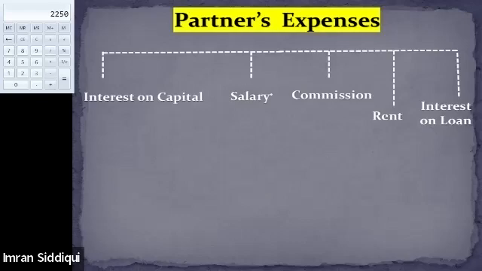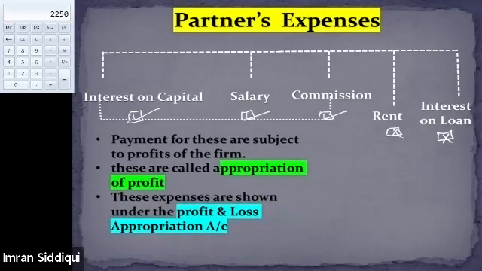Now see, out of these 5 expenses, these are specifically recorded under the P&L appropriation account: interest on capital, salary, and commission. But rent and interest on loan is not recorded in the P&L appropriation. Why not? Because interest on capital, salary, and commission, all these expenses are considered as the appropriation of profit. Repeat after me. What do we call it? Appropriation. Correct. Appropriation of profit.